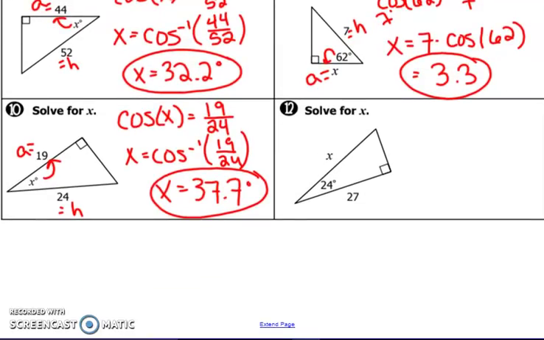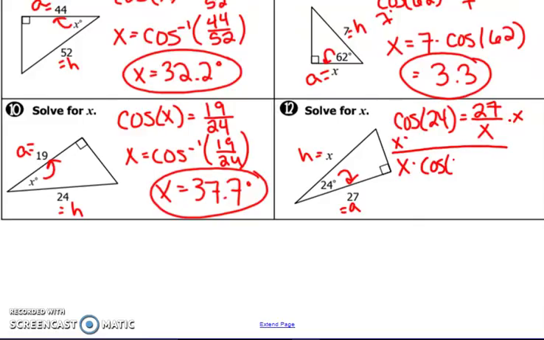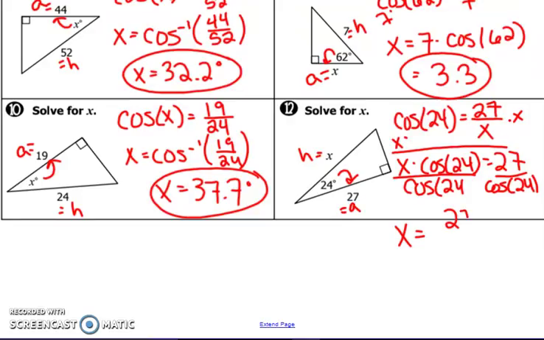If we look at example 12, again, we're solving for a side, so let's label them. X is across from the right angle, so that's my hypotenuse. If I look at my angle to my side, it's right next to it, so that's my adjacent. So now I have the cosine of 24 is equal to 27 over x. Again, we want x by itself, so I'm going to start by getting rid of the fraction and multiplying by x. So x times the cosine of 24 is equal to 27. And then we're going to divide both sides by the cosine of 24. So x would equal 27 over the cosine of 24.